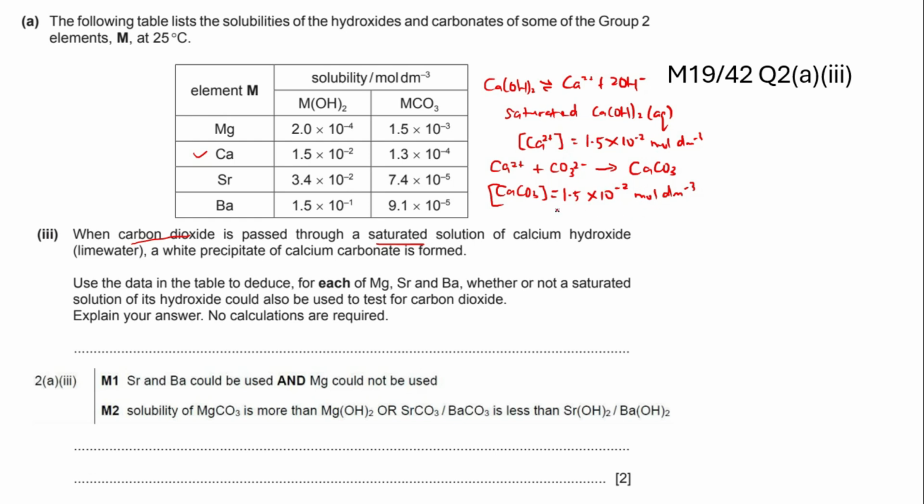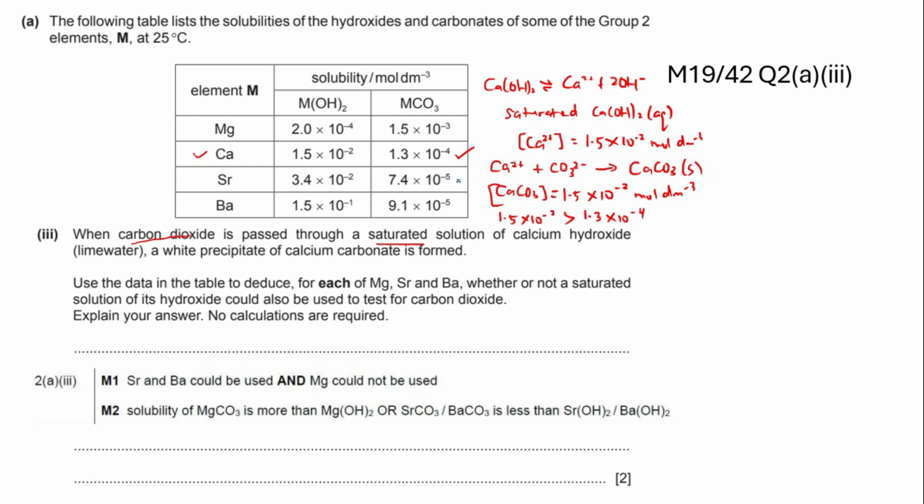So now let's check if this concentration has exceeded the solubility of calcium carbonate. Yes, 1.5 times 10 to the power of negative 2 is higher than 1.3 times 10 to the power of negative 4. So what did I say just now? When the concentration of the salt is higher than its solubility, a precipitate will form. So that's the reason why when CO2 is passed through a saturated solution of calcium hydroxide, a precipitate of calcium carbonate will form.